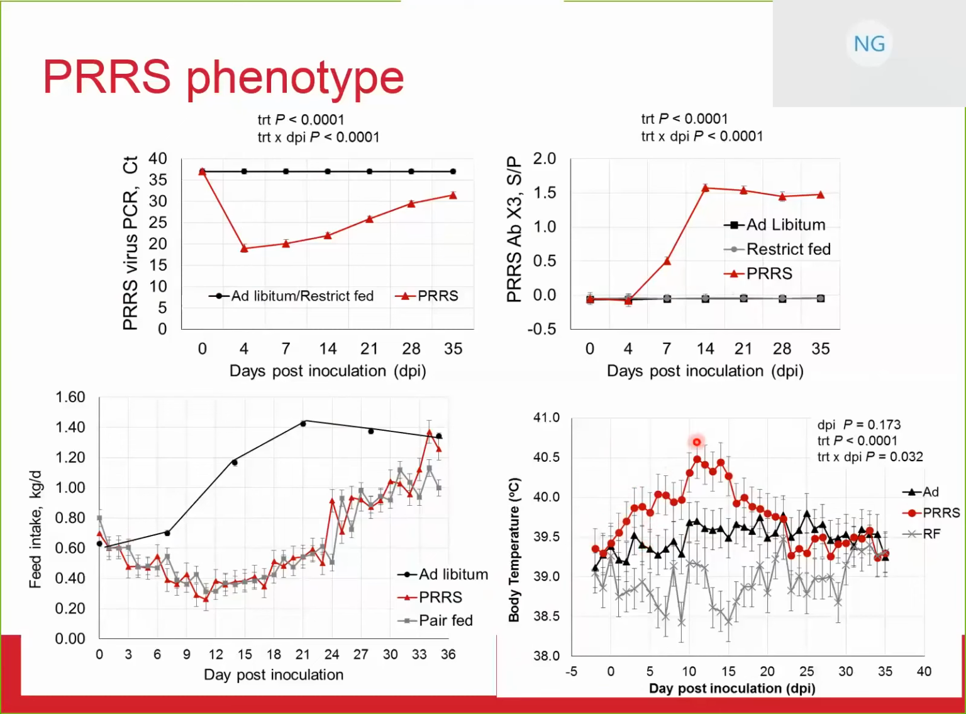So the PRRS initiated a nice sustained febrile response, but our pair-fed or restrict-fed pigs actually had a decrease in body temperature compared to even our ad lib control pigs, and that was due to the fact that they were just fed less, and the thermal effect of eating actually just reduced their core temperature. So between these two treatment groups, we're talking about 2 degrees difference at peak kind of viremia, seroconversion, peak disease here.